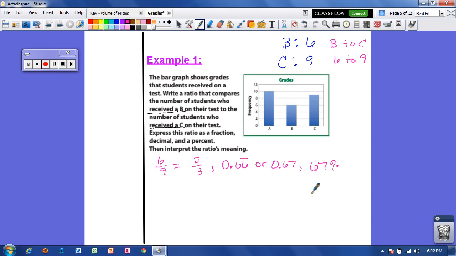So now I want to interpret the ratio's meaning. What this is saying is that for every 6 students who make a B, 9 students will make a C, but I want to make sure that is reduced as well. So I want to focus on this reduced version. For every 2 students who receive a B, that means that 3 students will receive a C.